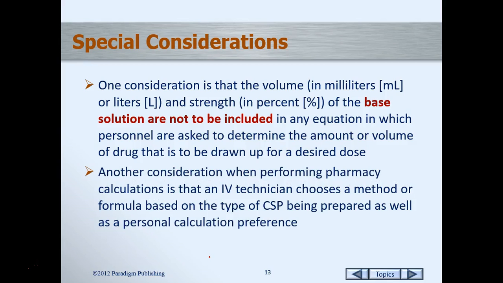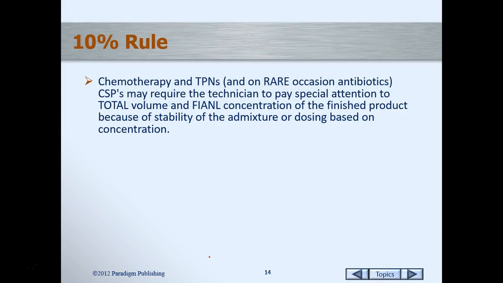like I said, the base solution, but another consideration is calculations that an IV technician chooses the method or the formula based on the type of the CSP being prepared. Mostly it's going to be your personal preference, but we're going to go through the 3 primary types of calculations. Before we do that, I want to talk about something we call the 10% rule.